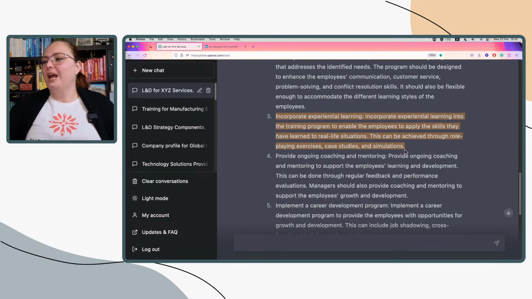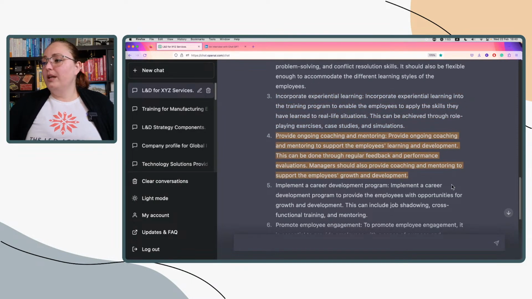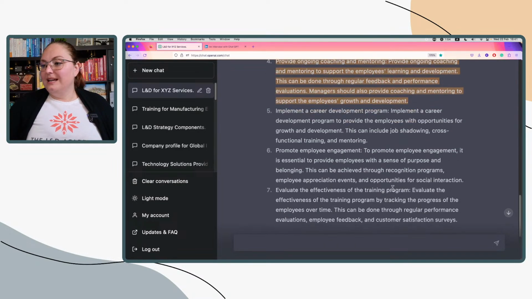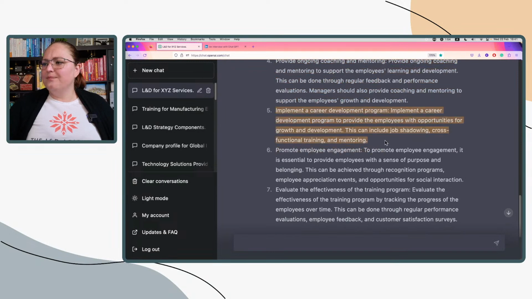Absolutely not. Provide ongoing coaching and mentoring to support the employees' learning and development. This can be done through regular feedback and performance evaluations. Managers should also provide coaching and mentoring to support the employees' growth and development. Do I agree with this statement? Yes, I do. Again, is it giving me what I was hoping it would give me? It wasn't as specific as with the first prompt. That's a bit of a disappointment. Let's see what else it suggests.